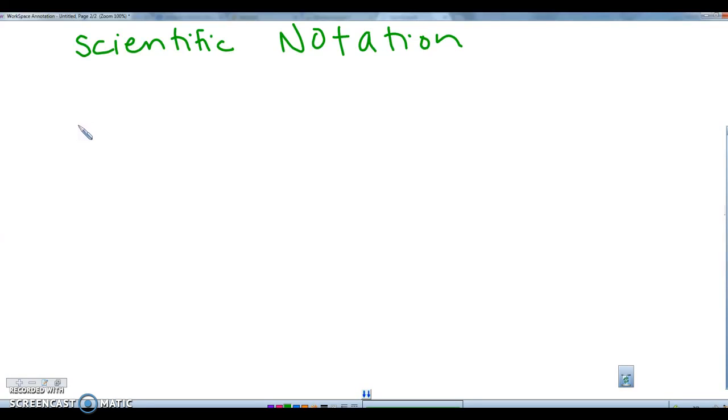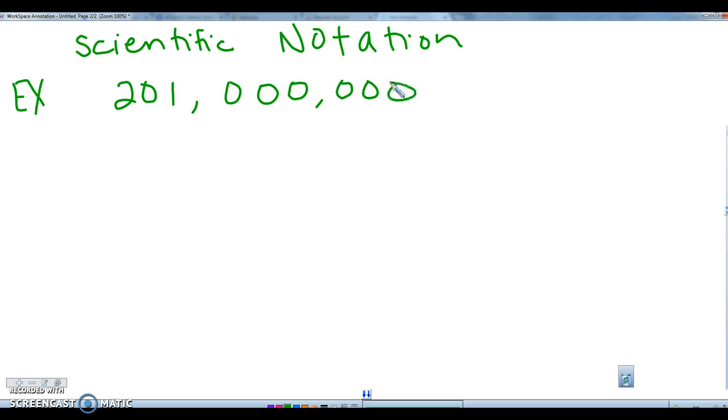So hopefully you know a little bit about scientific notation from work in science class. So we're going to go over the basics fairly quick and then kind of get into what we need for math. So let's start with a giant number like 201 million. I can write it real easily, but it's not really easy to work with if I need to multiply or divide that by something.